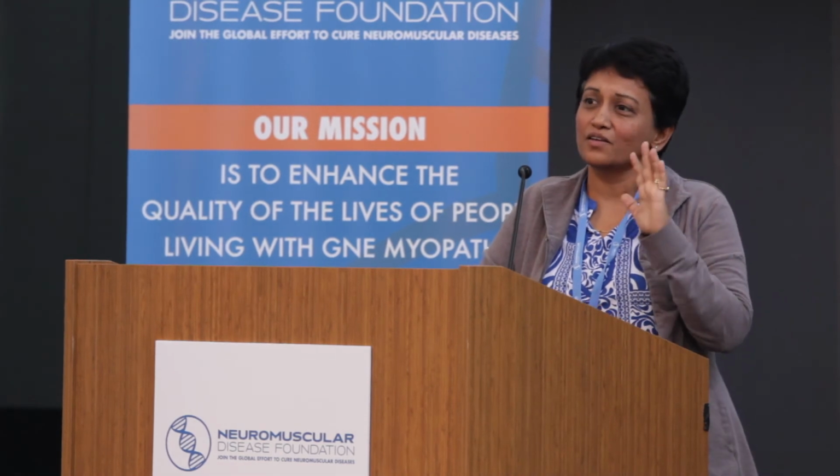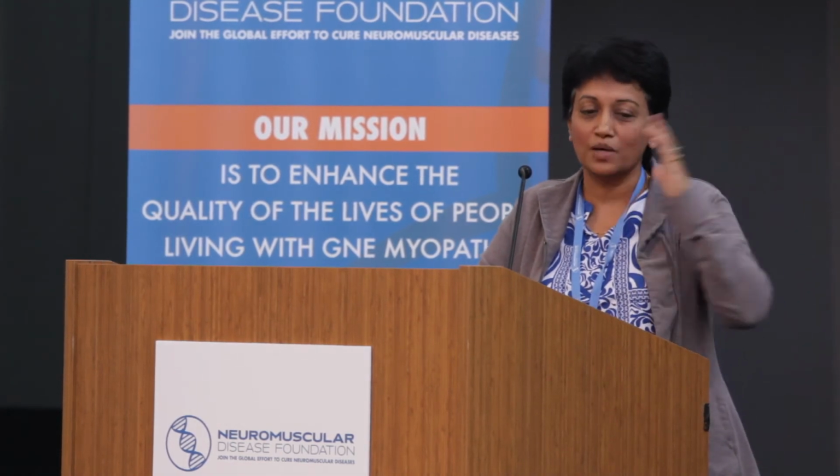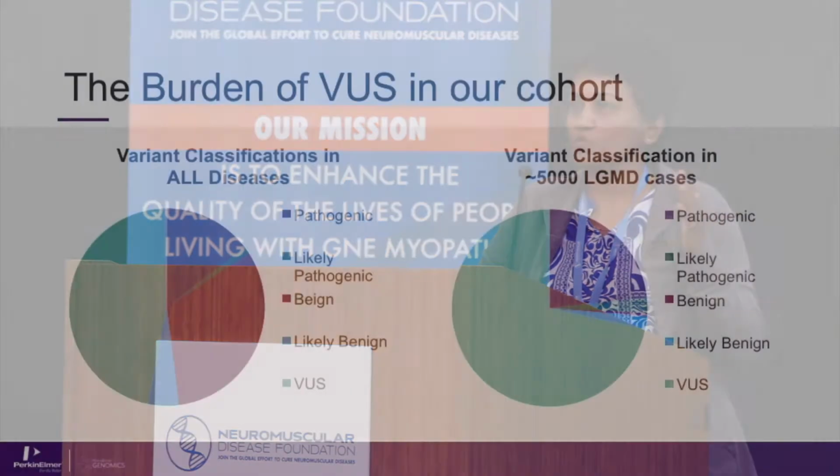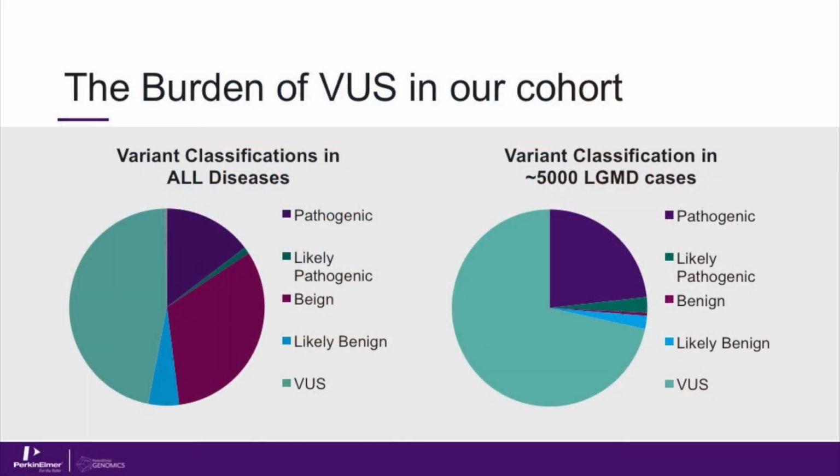So let's look at the variants of uncertain significance. What I'm showing you here is two pie charts. First one is just telling you across, not just GNE myopathy, neuromuscular disorders, across the entire spectrum of inherited genetic diseases, how many variants can we actually, or changes in the DNA, we can actually classify.